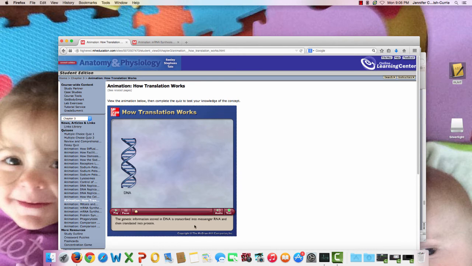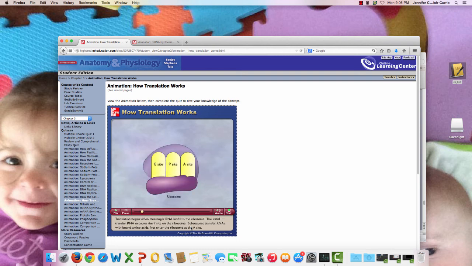The genetic information stored in DNA is transcribed into messenger RNA and then translated into protein. Translation begins when messenger RNA binds to the ribosome. The initial transfer RNA occupies the P site on the ribosome. Subsequent transfer RNAs with bound amino acids first enter the ribosome at the A site. The complementary matching of 3 nucleotides on the transfer RNA, called the anticodon, and 3 nucleotides on the messenger RNA, called the codon, ensures the correct sequence of amino acids.